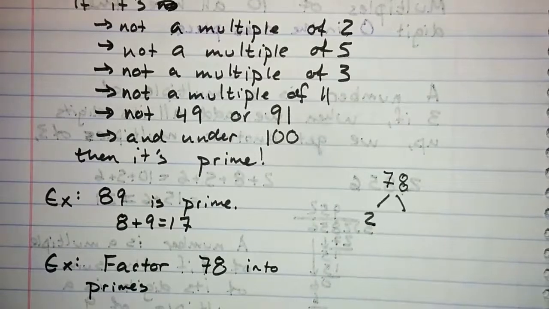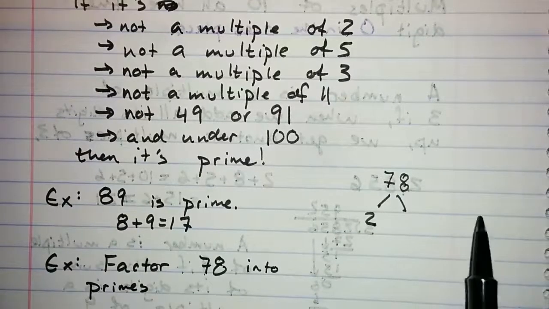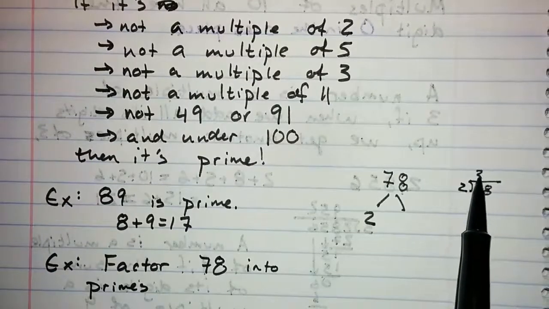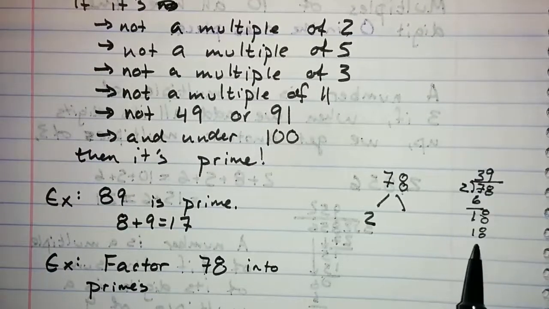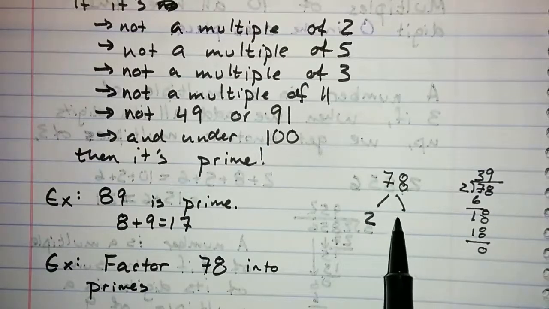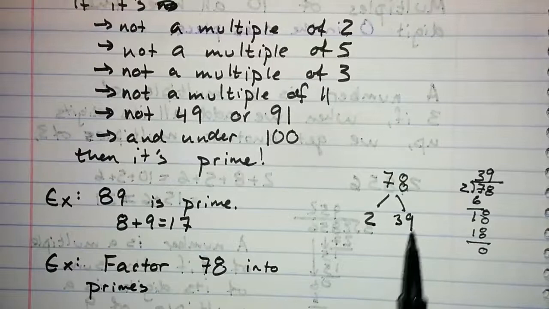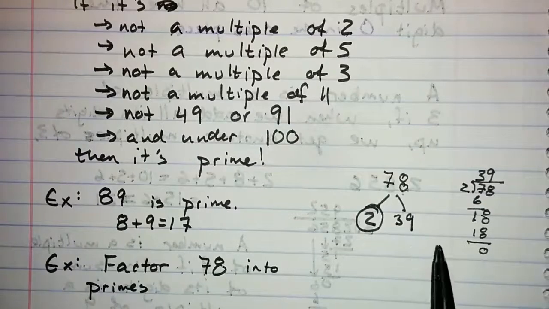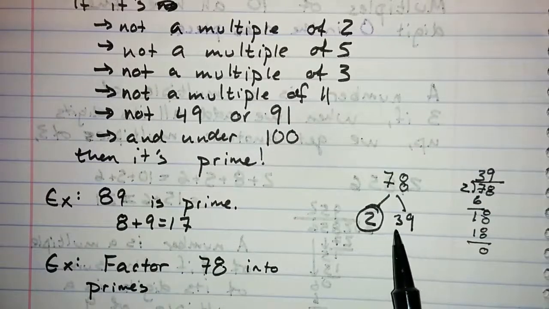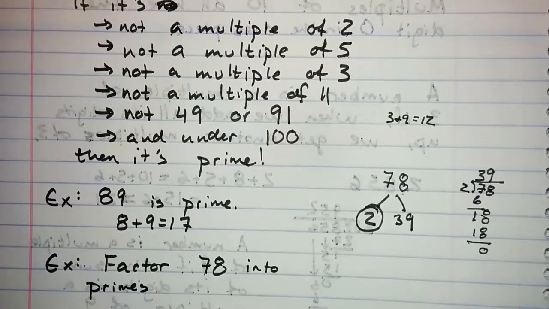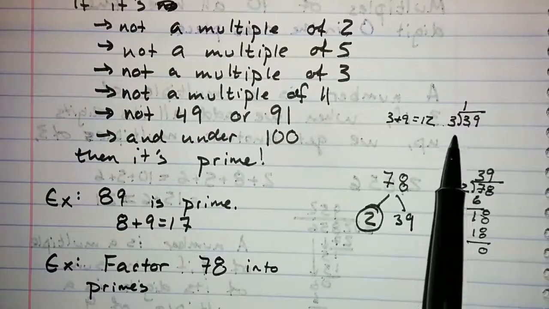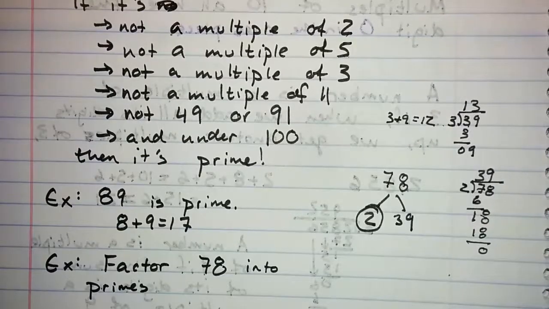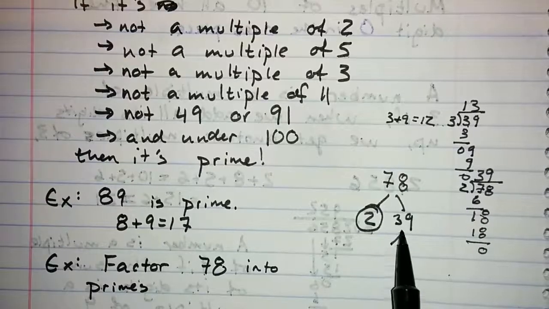If we want to factor, say, the number 78 into primes, well, 78 is a multiple of 2. So 2 can be one factor. To figure out the other one, we'll divide. 2 goes into 7 3 times. 2 goes into 18 9 times. No remainder. So 2 and 39 are factors. 2 is prime. 39, not a multiple of 2 or 5. 3 plus 9 is 12. So 39 is a multiple of 3. 3 goes into 3 one time. 3 goes into 9 3 times. No remainder. So 39 is 3 times 13.